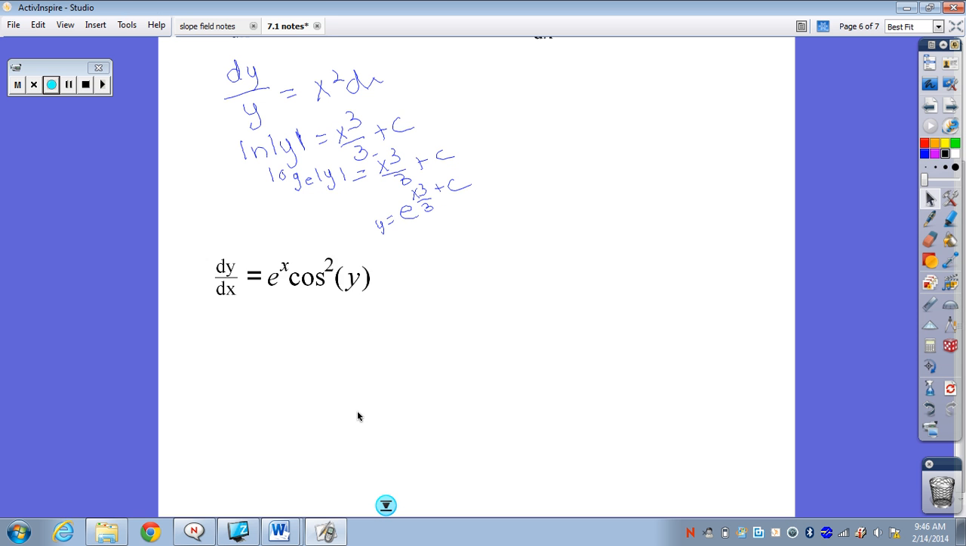And just so you know, we'll get to this more, but a lot of times what we'll do is we'll separate it so we get e to the x cubed over 3 times e to the c, if we use log properties. And then e to the c is just another constant, so we usually call it c1. We're going to do a lot more with that, so you don't have to worry too much about it now.